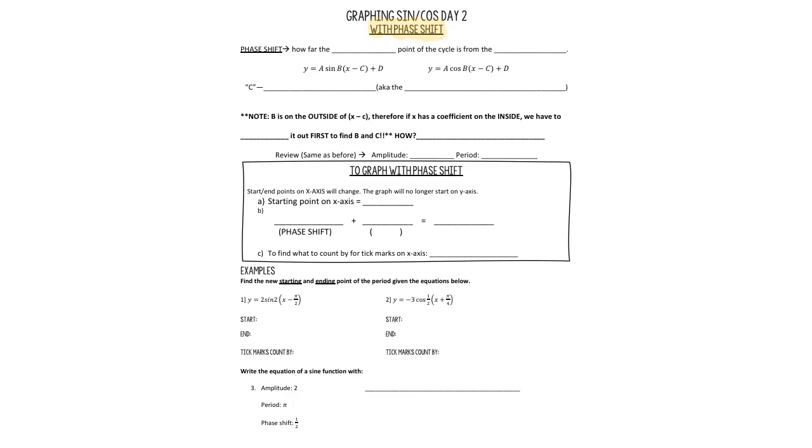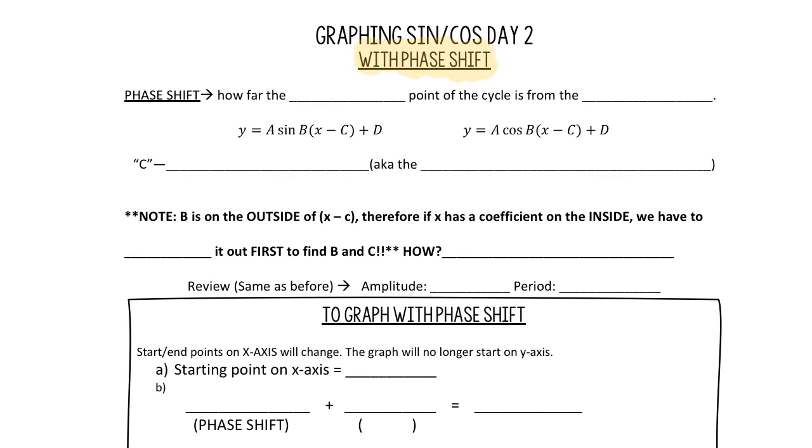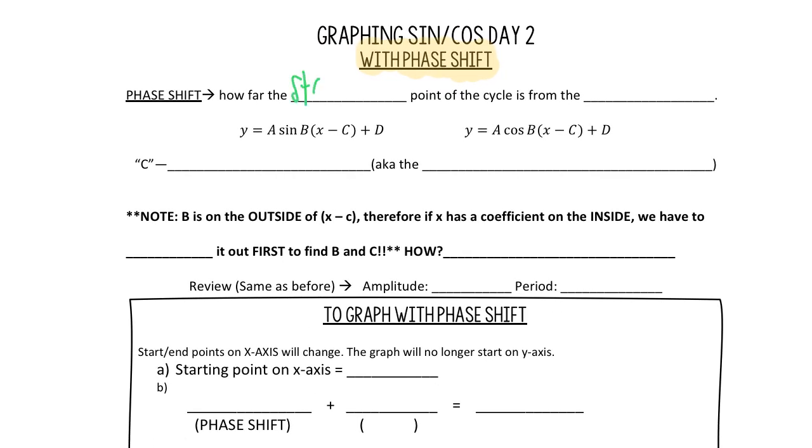You can think of the phase shift as how far the starting point of the cycle is from the y-axis. It is affected by this variable c. You'll notice that it's inside the parentheses. We didn't have that there yesterday. C is the phase shift. It is just the horizontal shift of the curve.